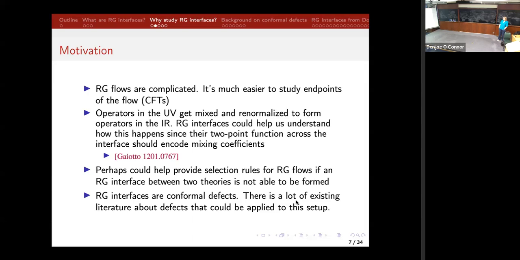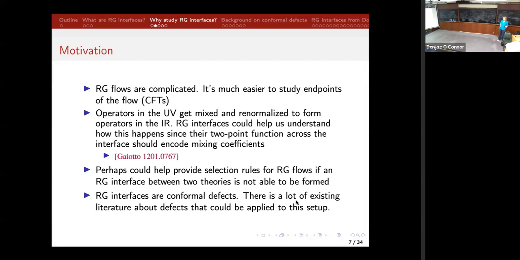So one reason to study RG interfaces would be to try to see if we can glean some information about UV and IR mixing. And another thing people have mentioned is that if you can somehow create, or fail to create, an RG interface between two theories, where one could be the endpoint of an RG flow of the other, maybe that could provide a selection rule: therefore this theory doesn't flow to that in the IR. But that's kind of farther off as a goal, I guess.